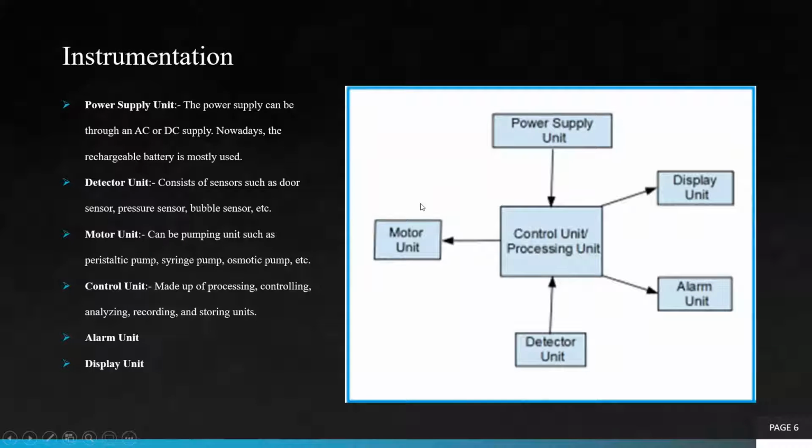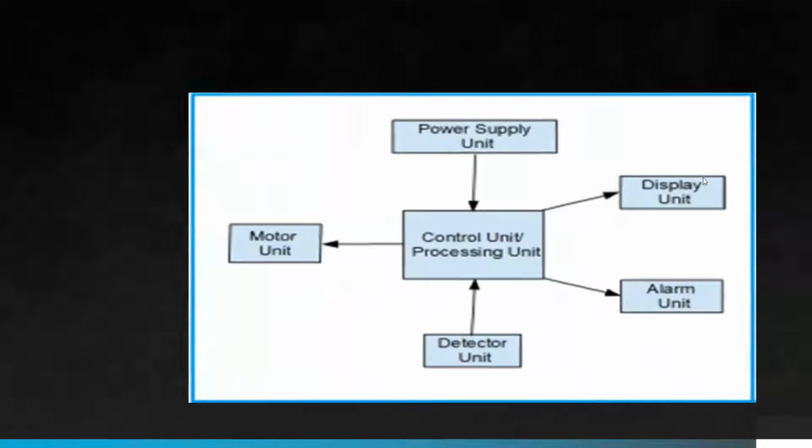Motor unit can be pumping units such as peristaltic pump, syringe pump, osmotic pump, etc. And control unit. Control unit is made up of processing, controlling, analyzing, recording, and storing units. And we have alarm unit and display unit.